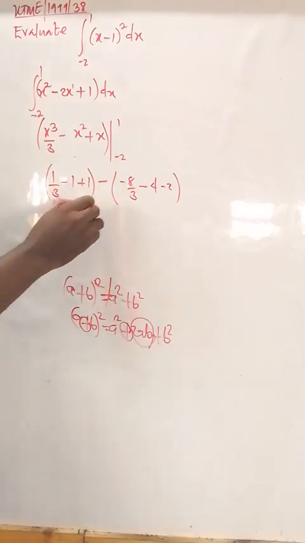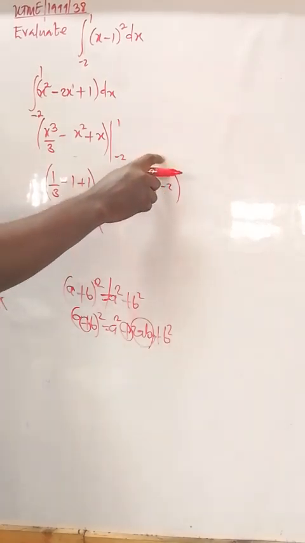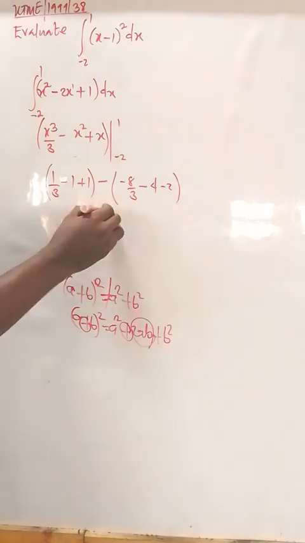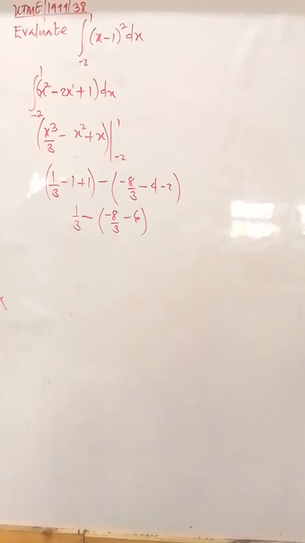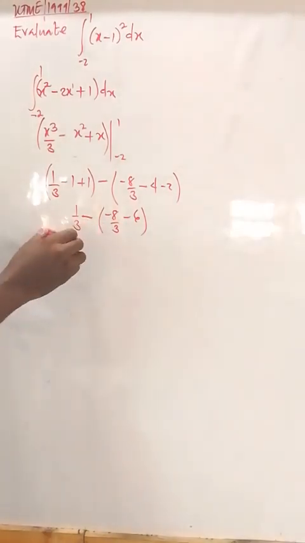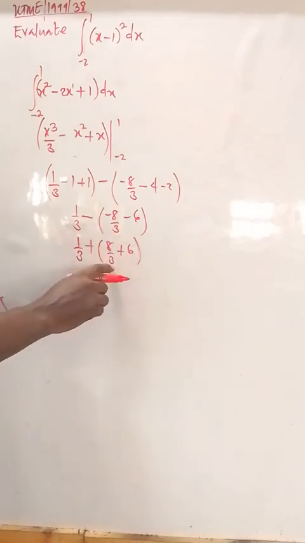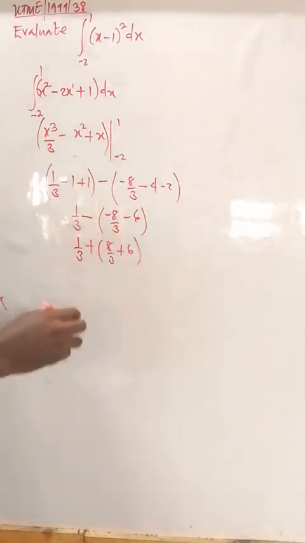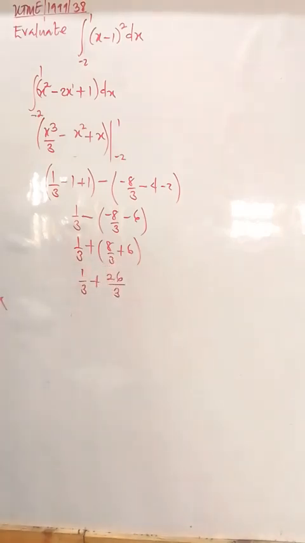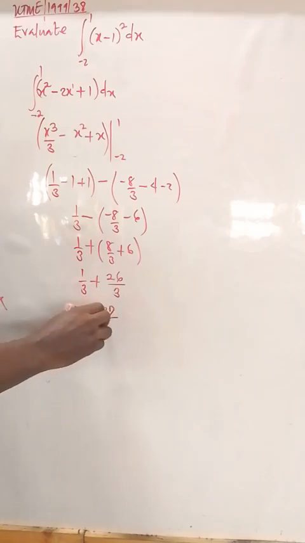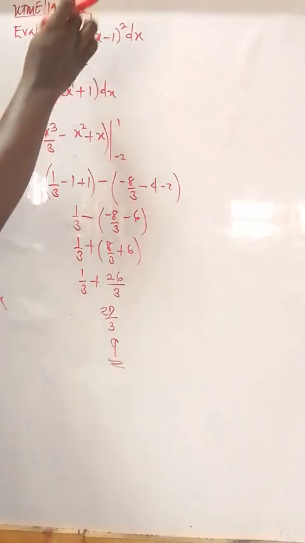Minus 4 minus 2 is minus 6. Oh, let's just complete. We should not jump steps. Minus 6. We can factorize, and this becomes 1 over 3 plus 8 over 3 plus 6. 6 times 3, 18. 18 plus 8 is what? 24. So from here, this becomes 27 over 3. So the answer is 9. So 9 is the area of this function between minus 2 and 1.